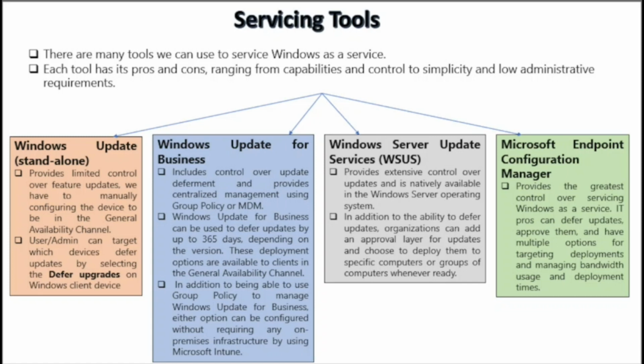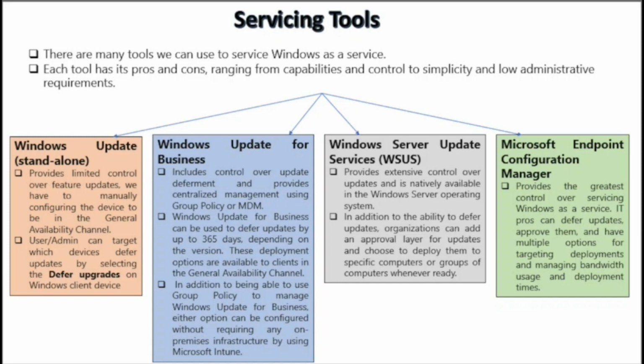When we talk about Windows Update, which provides limited control over feature updates, we have to manually configure the device to be in the general availability channel. A user or admin can target which devices defer updates by selecting the defer upgrade option on that Windows client device. When we talk about Windows Update for Business, which includes control over updates, deferments, and provides centralized management using group policy or an MDM solution like Intune.